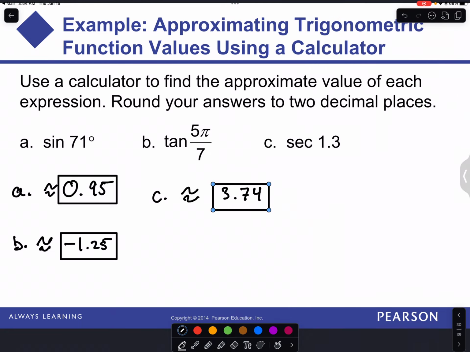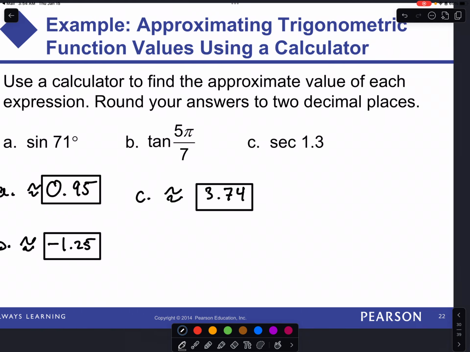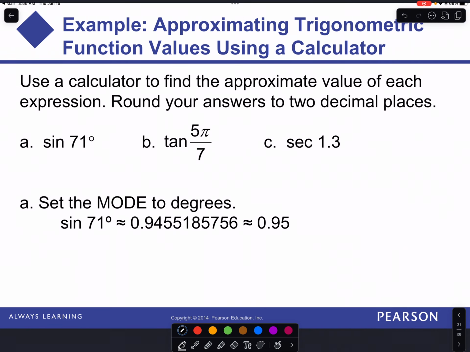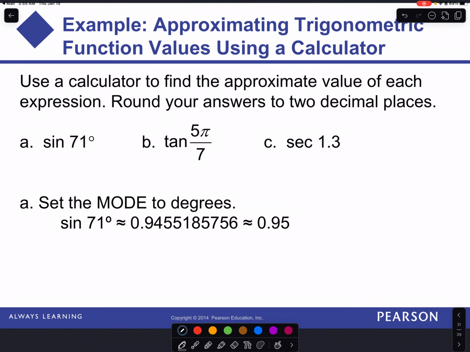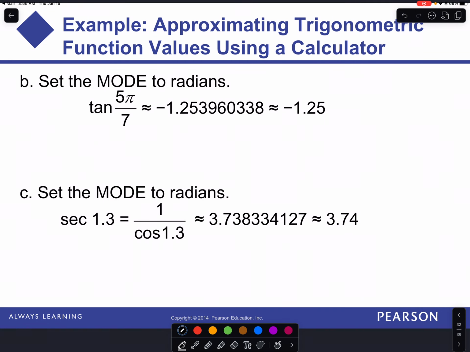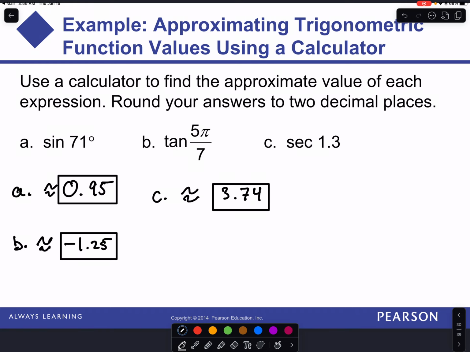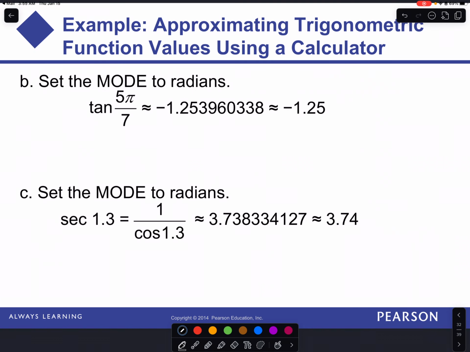Okay, let's see how we did. For A, we got approximately 0.95. For B, a negative 1.25, and 3.74. Okay. Again, for C, make sure it's in radians. Secant is the reciprocal of cosine.